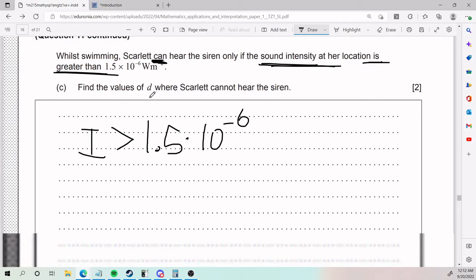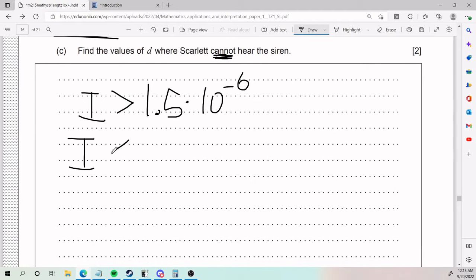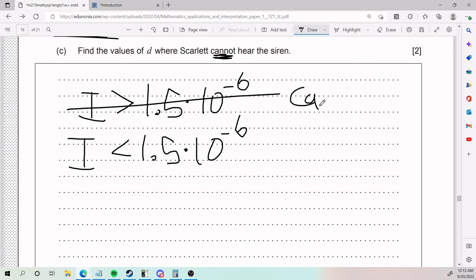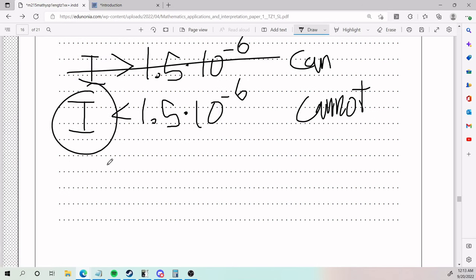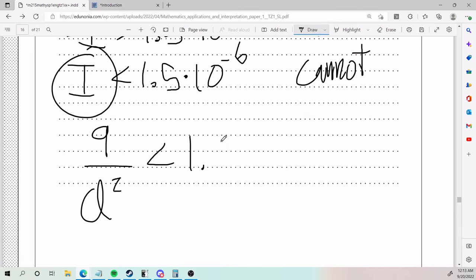So if we need to find the values of D where Scarlet cannot hear, it would have to be the opposite, cierto? So not the one on top, because the one on top is can, the one on the bottom is cannot, see? Awesome, so we're using the one on the bottom. My equation for I, we saw earlier, of course, it's 9 divided by D squared. This has to be less than 1.5 times 10 to the power of negative 6. All I need to do is get D squared alone, see?